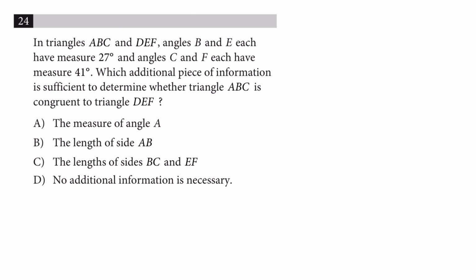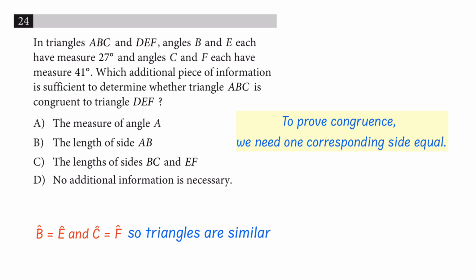Now, triangle congruence. What extra information is enough to prove it? We already know angles B equals E and C equals F, so triangles are similar. To prove congruence, we need one corresponding side equal. So knowing BC equals EF is enough. That's choice C. Congruence sorted.